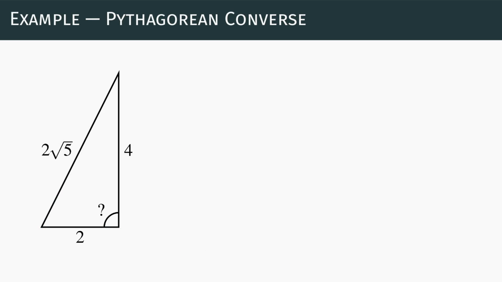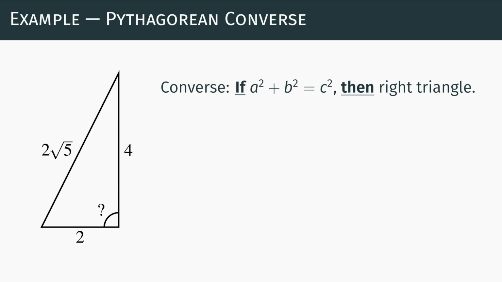So let's see a quick example of the Pythagorean converse in action, right? What if we've got a triangle? We don't know if it's a right triangle, but we want to find out, where we've got legs of 2 and 4 and a hypotenuse of 2 root 5. According to the converse, if a squared plus b squared equals c squared, then we know we have a right triangle.